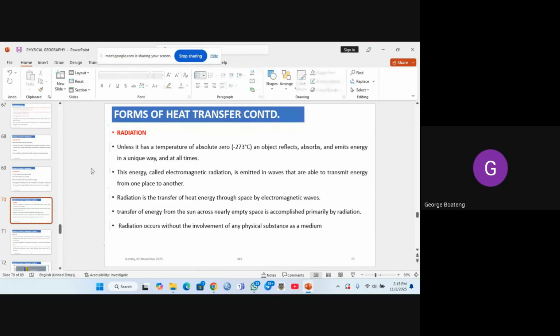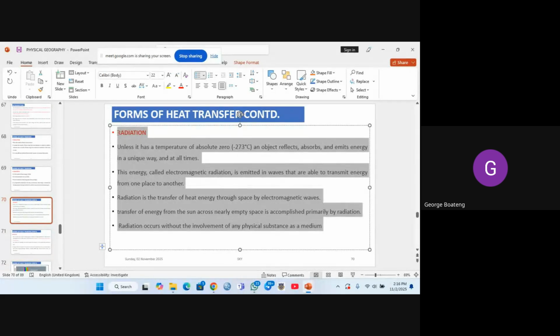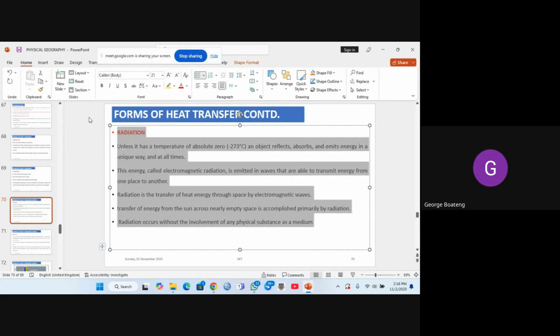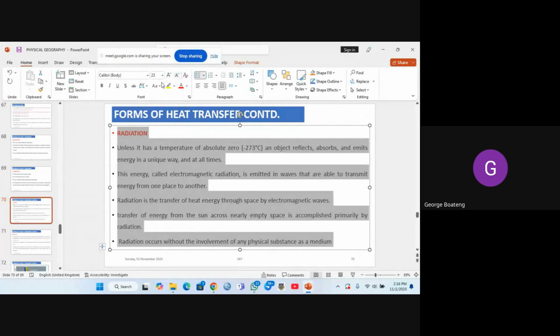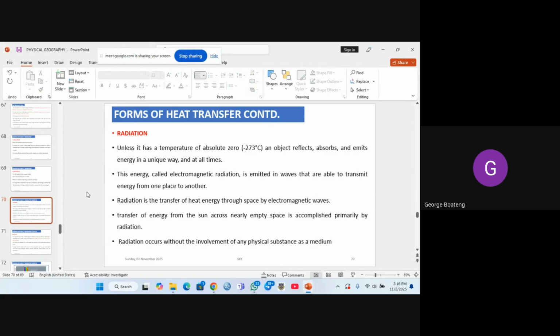The energy from the sun is called solar radiation or insolation. And when the insolation gets here, what happens? When the insolation is coming, it is transferred in three ways: conduction, convection, and radiation.